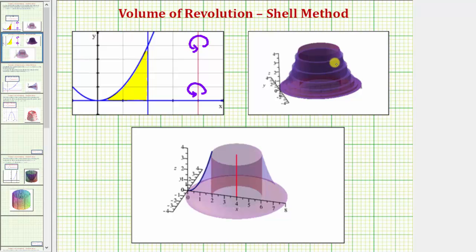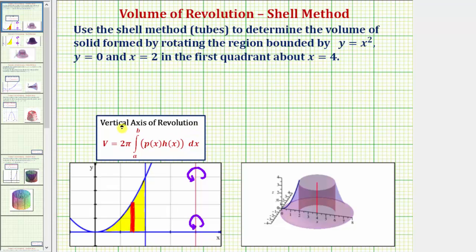Our goal is to find the actual volume using this integral here, where we have a vertical axis of rotation. The volume is equal to 2 pi times the integral from a to b of p of x times h of x, integrated with respect to x, where p of x is the radius function and h of x is the height function. So again, going back to our rectangle, p of x will be the distance from this rectangle to the axis of rotation, this distance here, and h of x would be the height of the rectangle, this distance here. Let's work on determining p of x.